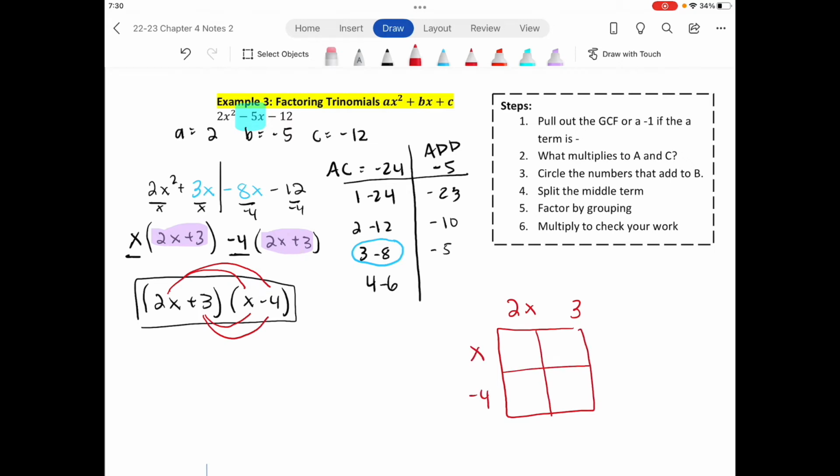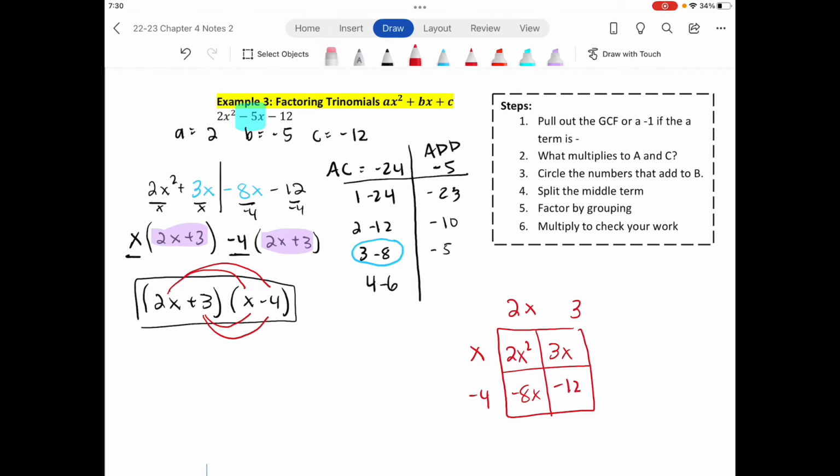So x minus 4. Then we're going to multiply the values that are outside together to get some number inside. So 2x times x is 2x squared. 3 times x, 3x. 2x times negative 4, negative 8x. 3 times negative 4, negative 12.